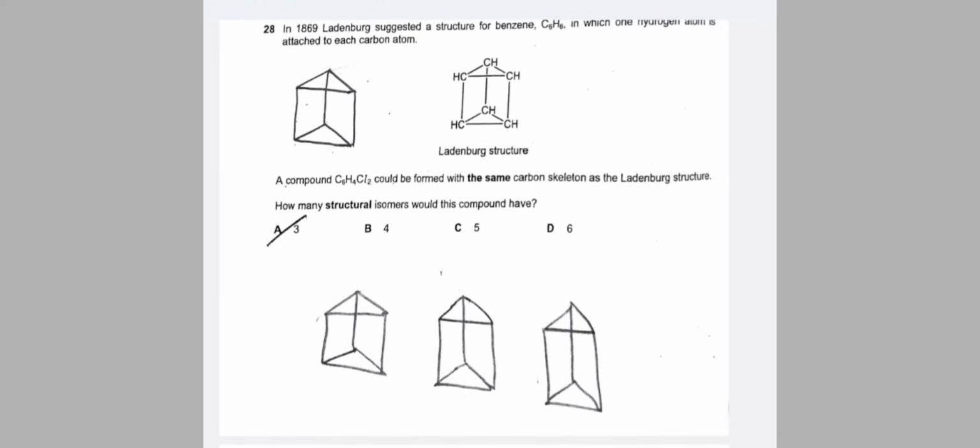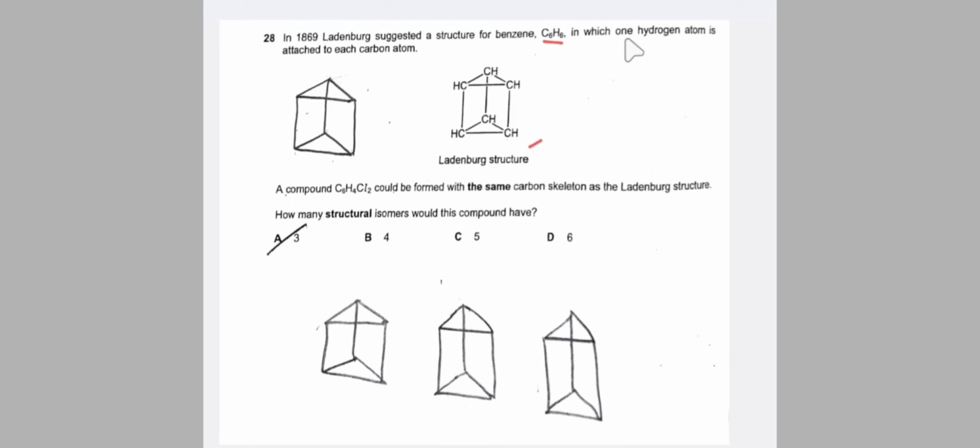Question number 28. In 1869, Ladenburg suggested a structure for benzene, that is C6H6, in which one hydrogen atom is attached to each carbon atom. This is the overall structure. Then a compound C6H4Cl2 could be formed with the same carbon skeleton as Ladenburg's structure. So the overall structure remains the same, just instead of two of these hydrogens, two chlorine atoms are replaced.